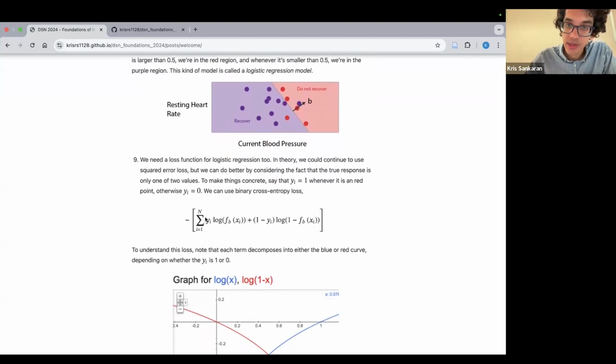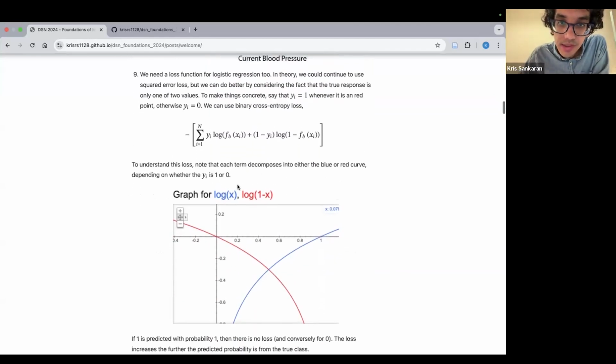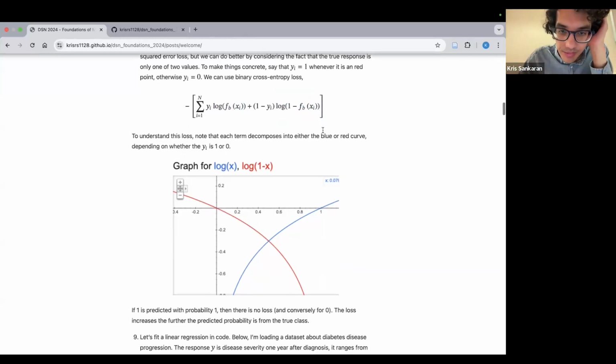So you can use this kind of loss function, right? This is the picture of what this function looks like. You have log f here. You have log 1 minus f here. Y is either 0 or 1. It's like whether they recover from the disease or not. And you try to minimize this loss function. Why does it make sense to minimize this function?